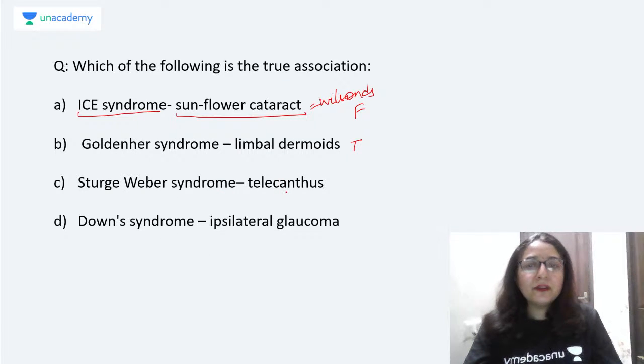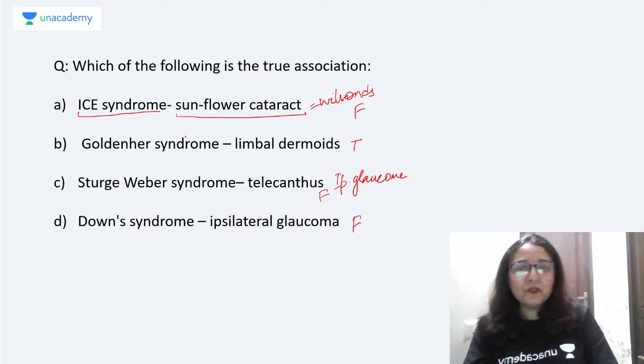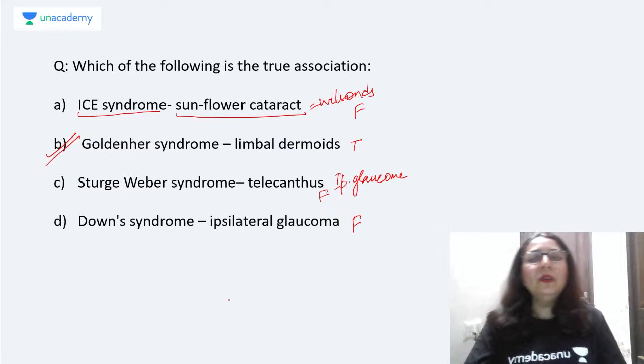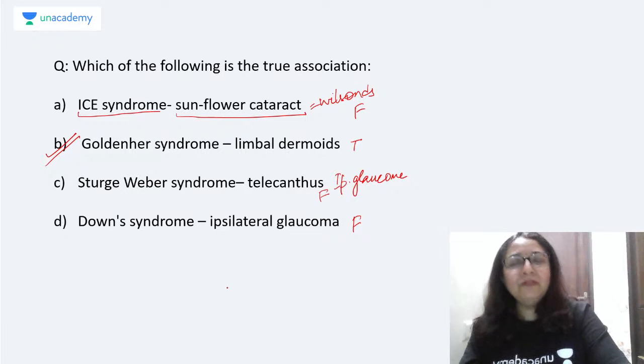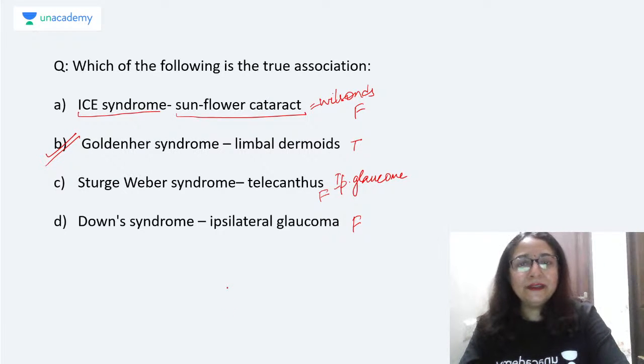Sturge-Weber syndrome is not associated with telecanthus. It is associated with ipsilateral glaucoma and hemangioma, episcleral hemangioma. Down syndrome is not associated with ipsilateral glaucoma. So out of this, the true association is Goldenhar syndrome. We discussed limbal dermoid, lid coloboma, the main ocular features of Goldenhar syndrome.